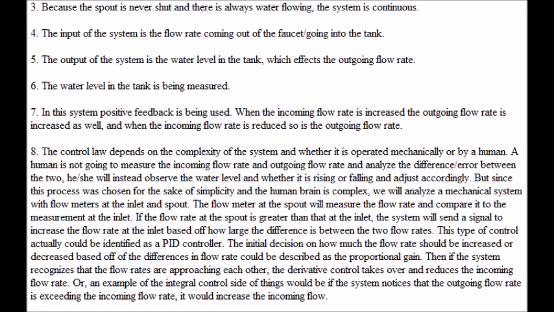Since our system is not operated by a human and instead is operated by our imaginary flow meters at the inlet and the outlet, and the system leading back up that controls the incoming flow and only the incoming flow, the flow meter at the spout and the flow meter at the inlet compare the different flows coming in and out, and the signal tells the incoming flow just how much it needs to either reduce or increase. This type of control can be identified as a PID controller.